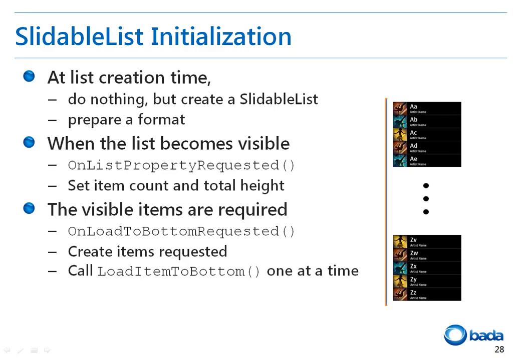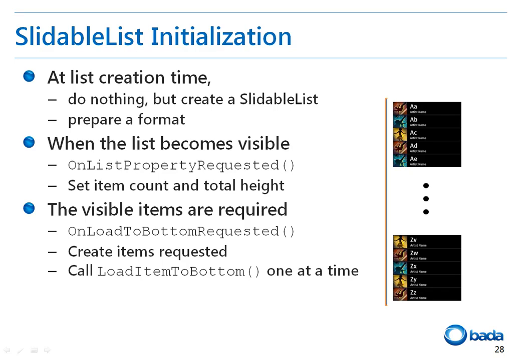When the list is displayed on the screen for the first time, the onListPropertyRequested function of the event listener is called. This function must return the number of items of the list and their total height. Then, to draw the items on the screen, the onLoadToBottomRequested function of the event listener is called.